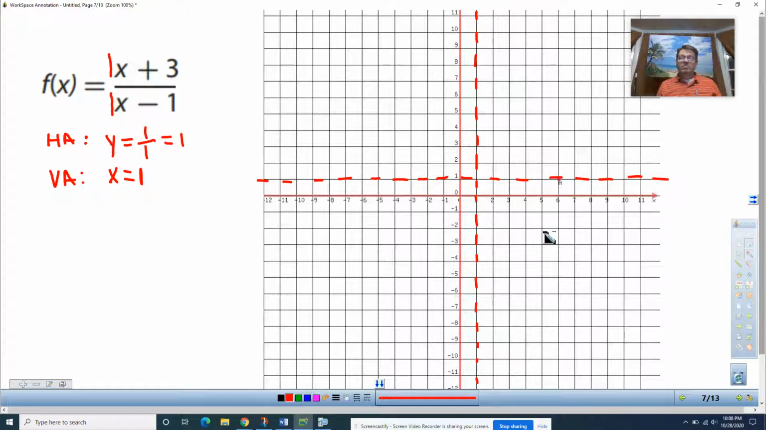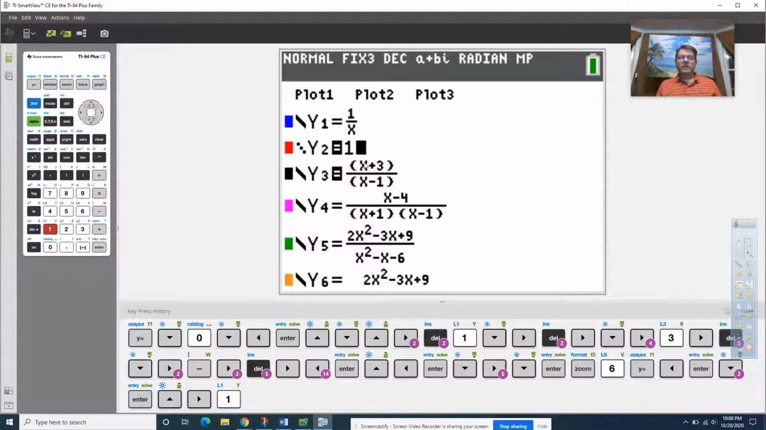Now the next thing I'm going to do is plot points, and a bunch of points, really. You just want to, because this is going to be a strange shape. We need enough points that we know exactly where this thing is supposed to go. So I've already got this into my calculator here.